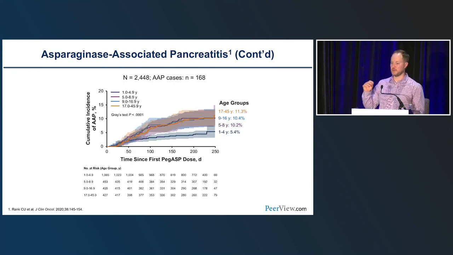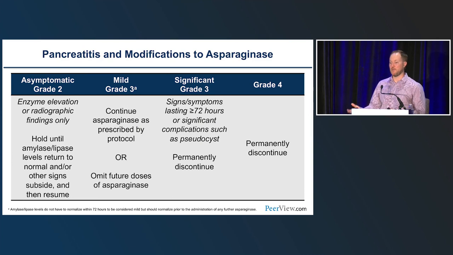I think you think about age, as Rachel talked about. This is from that same NOPHO evaluation in the blue. The younger patients seem to have a little bit less incidence of pancreatitis. But again, we know it occurs in all age groups. And so when we think about how we modify, these are recommendations from the COG. I think mild grade 3 is where there's a gray area, right? And you have to assess the situation. For significant grade 3, with certain associated symptoms and findings, you really should think about discontinuing the drug.